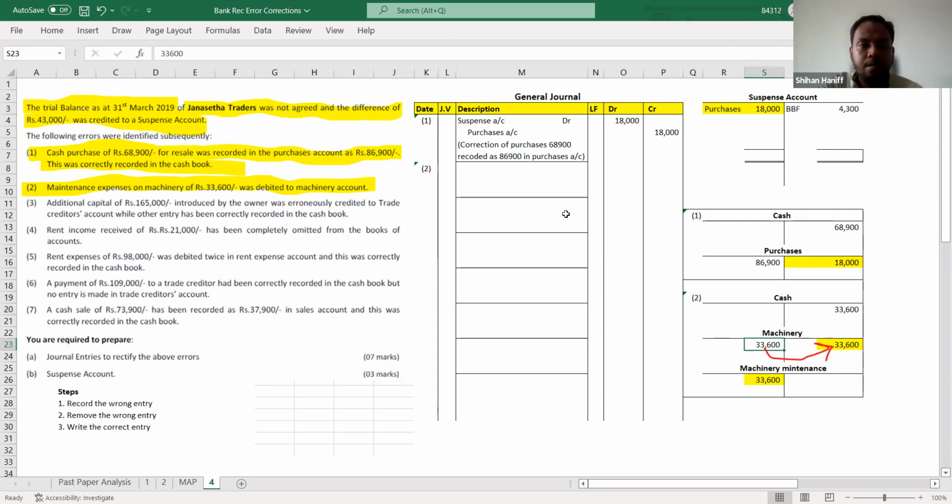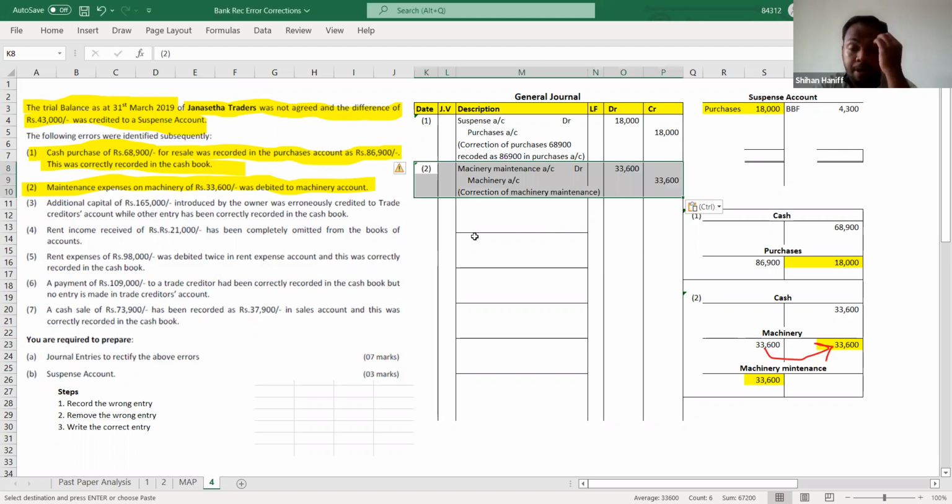Then the journal: maintenance account debit, machinery account credit. So when you are writing the double entry, the general journal, always write the debit entry first, and after that you write the credit entry.